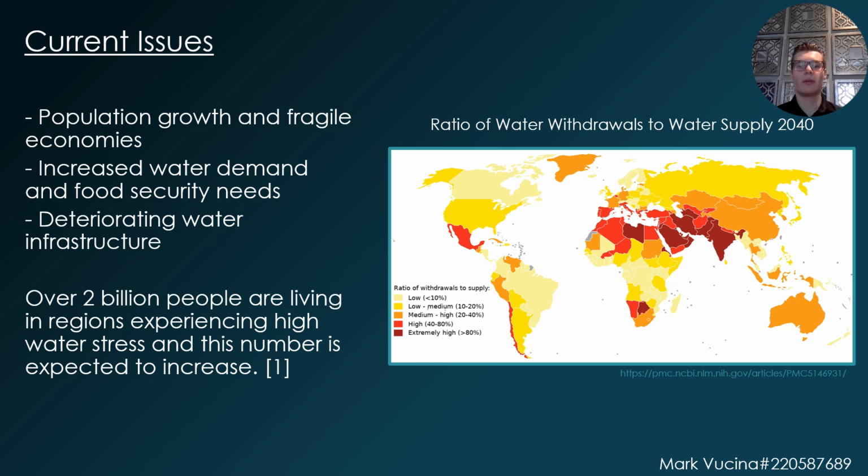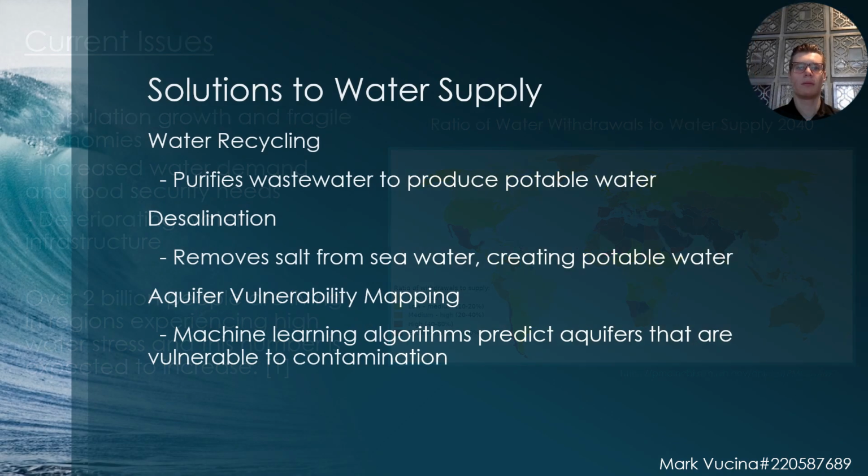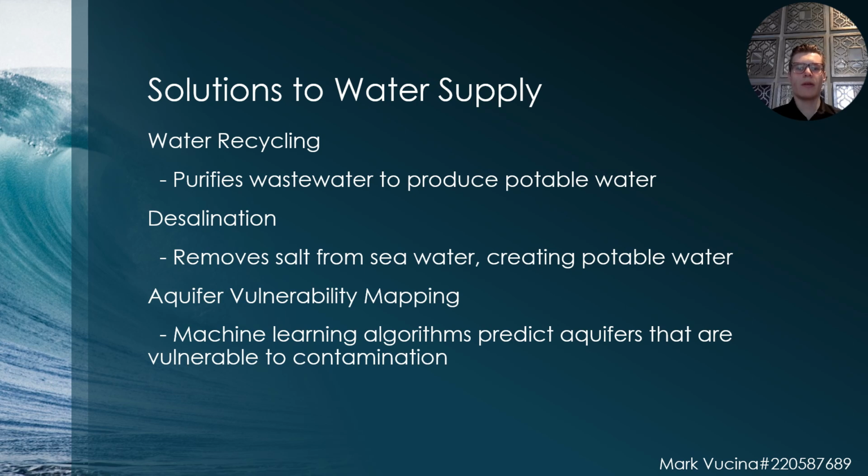Currently, over 2 billion people are living in regions experiencing high water stress, and this number is expected to only increase. Now, researchers and government bodies are taking action to help prevent the future of water scarcity, but still the methods of desalination and water reuse are not the most efficient processes.